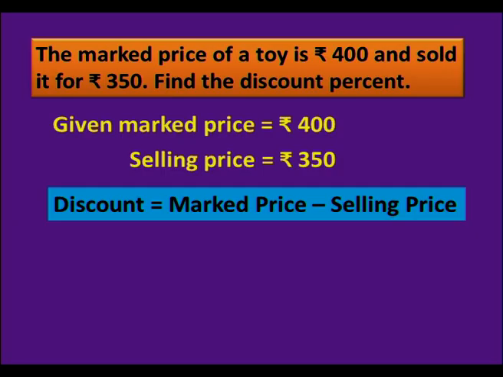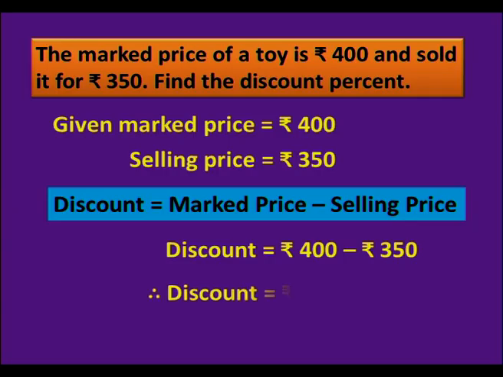Before finding the discount percentage, we have to actually calculate the discount. So, what is the formula to find discount, children? Yes, discount equals mark price minus the selling price. Now, let us substitute the values. Yes, 400 rupees minus 350 rupees. How much do you get, children? Yes, it is 50 rupees. So, therefore, the discount is 50 rupees.